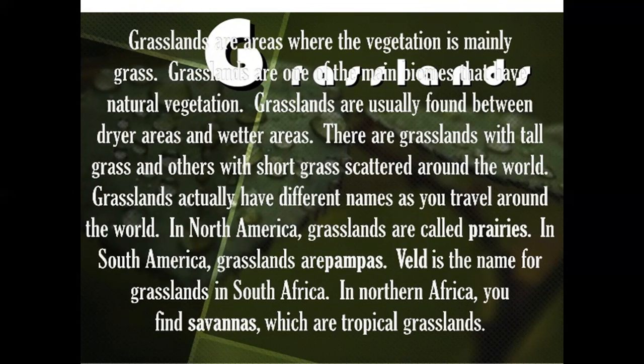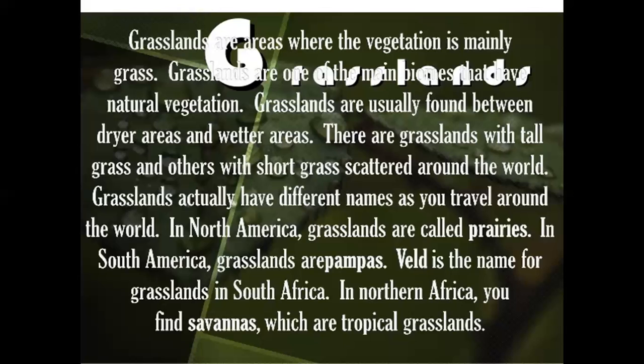Now, let's talk about grasslands. Grasslands are found in the interiors of continents that receive low rainfall. They are areas where the vegetation is mainly grass. In terms, we can say that grasslands are usually found between drier areas and wetter areas. There are grasslands with tall grass and others with short grass scattered around the world.